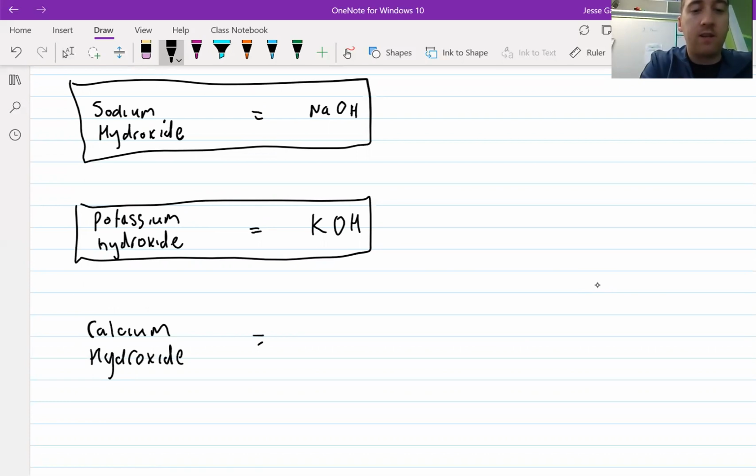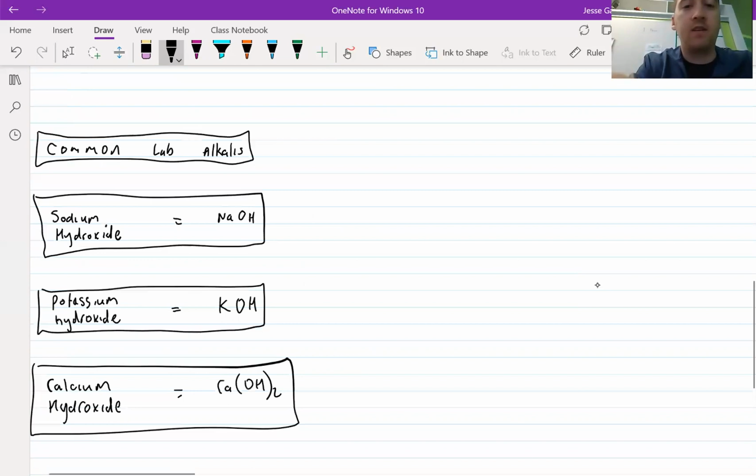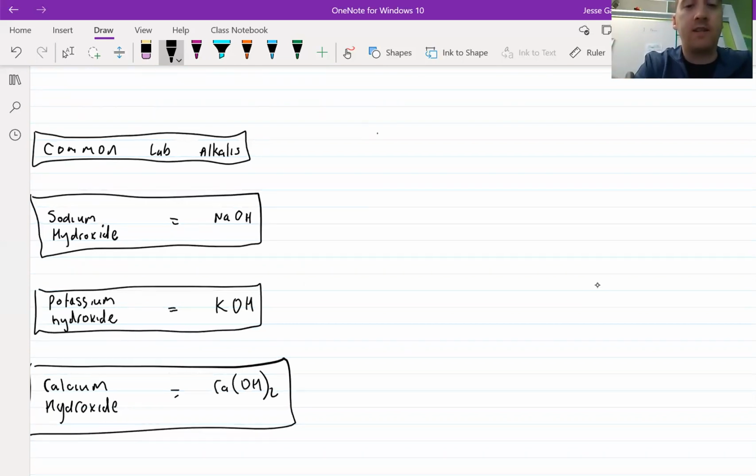Calcium hydroxide is Ca(OH)2, like that in brackets. So two OHs stuck to a calcium. Right, so what is it then? Why are these alkalis? What makes these alkalis?